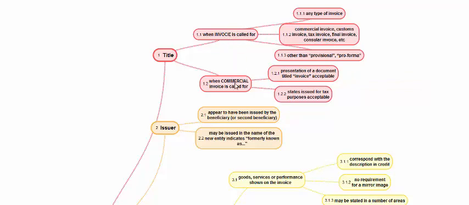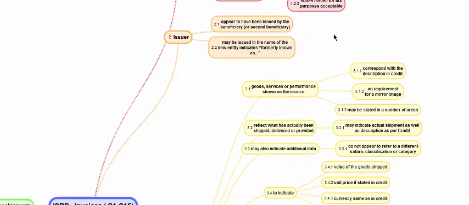When a commercial invoice is called for, the presentation of a document titled invoice is acceptable. The word commercial need not appear as a part of the title in the document submitted, and even if it states it's issued for tax purposes, such an invoice is acceptable.